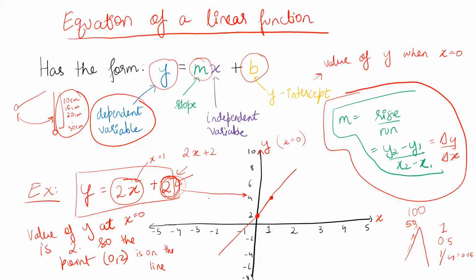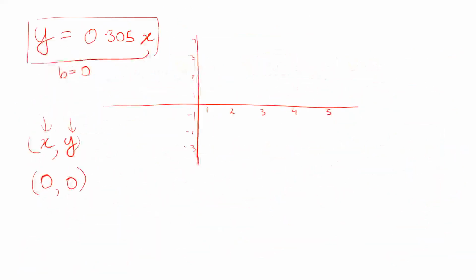So from the value of b, you already know the point at which it's going to cut the y-axis. In our case, because b was 0, it's going to cut the y-axis at 0, 0. If b was 5, it would cut the y-axis at 0, 5. If b was 100, it would cut the y-axis at 0, 100. Does that make sense? So our first point is just going to be this.